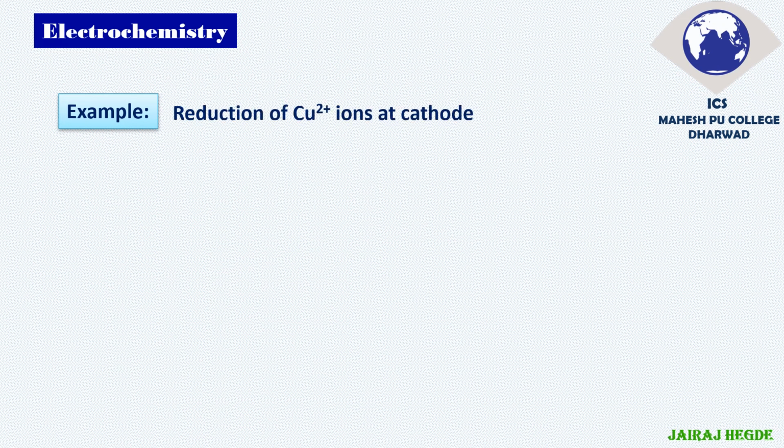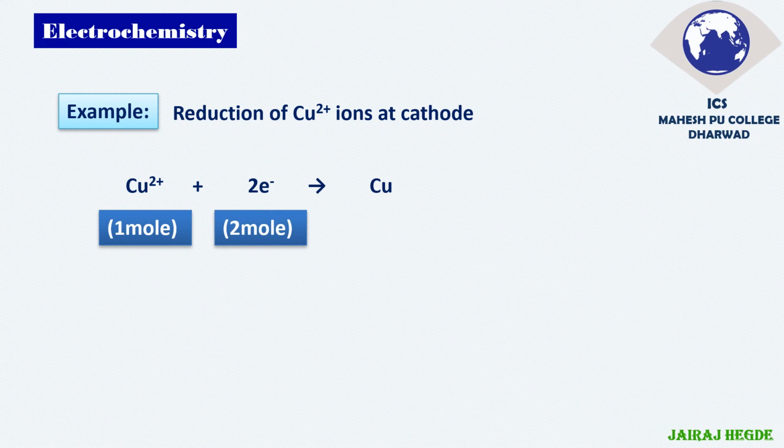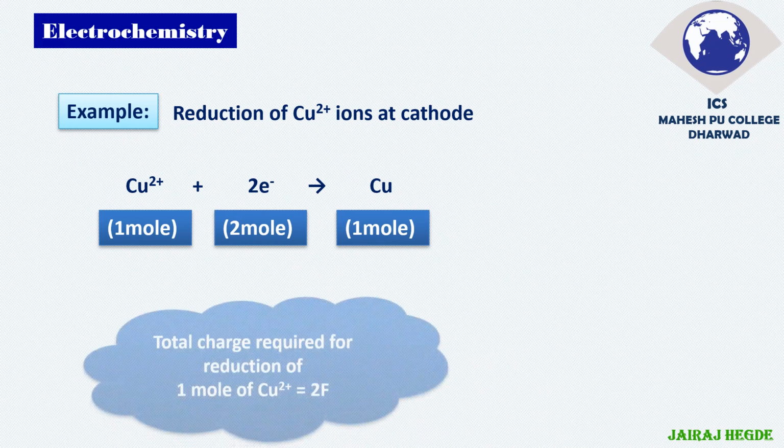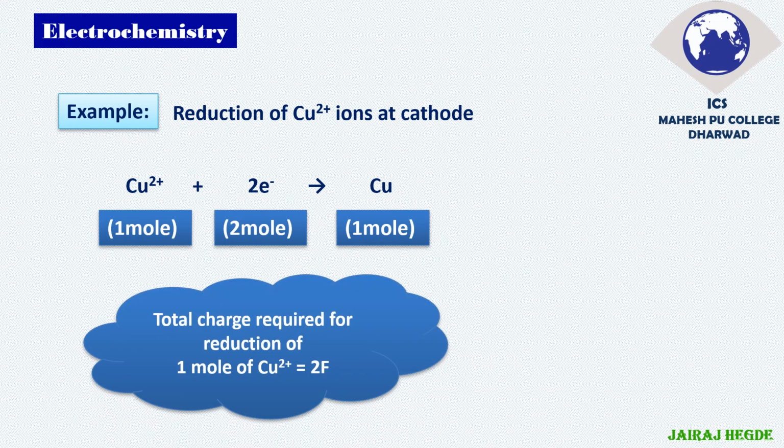Let us go for another example, the reduction of copper 2+ ion at the cathode. So here also I am reducing copper 2+. Here the ratio is not 1:1:1. Here the ratio is 1:2:1. So for 1 mole of copper 2+ I need 2 moles of electrons. So for 1 copper 2+ I need 2 electrons, for 1 mole I need 2 moles. As I have already told, if it is 2 moles, how much charge is required? For 1 mole, 1 farad; for 2 moles, 2 farad of electricity is required.